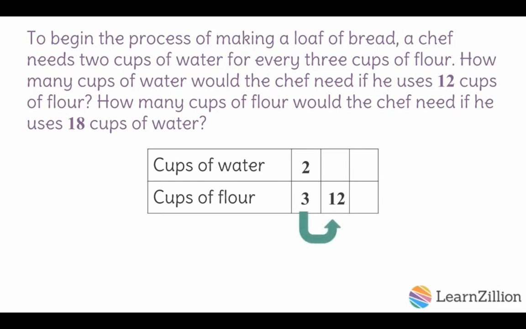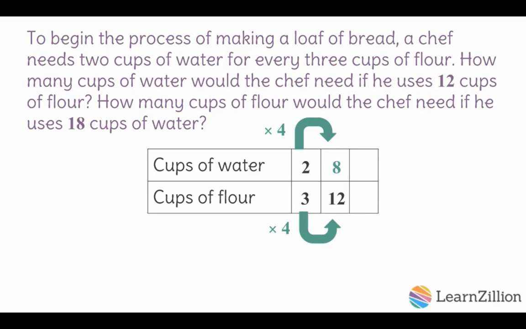In order to go from 3 to 12, we know that we have to multiply the original quantity by 4. This is called using the between ratio, because we are looking at the multiplicative relationship between equivalent ratios. When we multiply the cups of flour, we also have to multiply the cups of water by that same number. When we multiply 2 cups of water by 4, this gives us 8 cups of water. We know that if the chef uses 12 cups of flour, he will also have to use 8 cups of water.